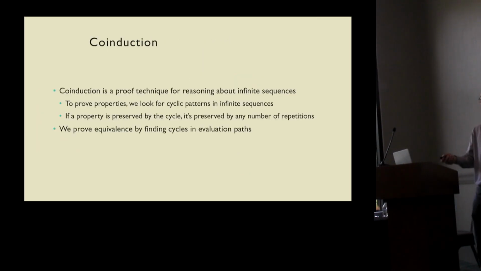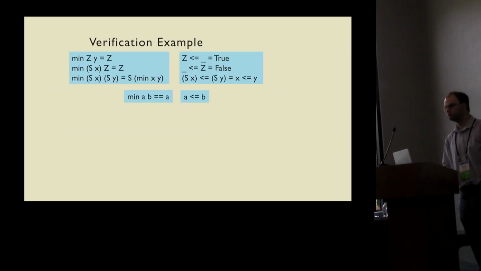So what we're actually going to do to reason about equivalence is use co-induction. Co-induction is a proof technique for reasoning about infinite sequences. To prove properties, we're going to look for cyclic patterns in those sequences. And if some pattern is preserved by the sequence, then we have a proof that it's preserved by any number of repetitions. I think this is probably most easily shown by example.